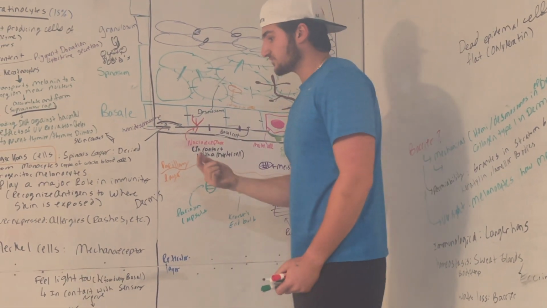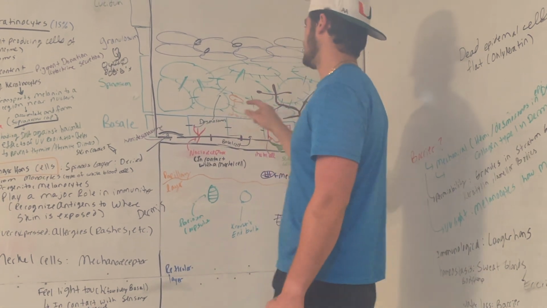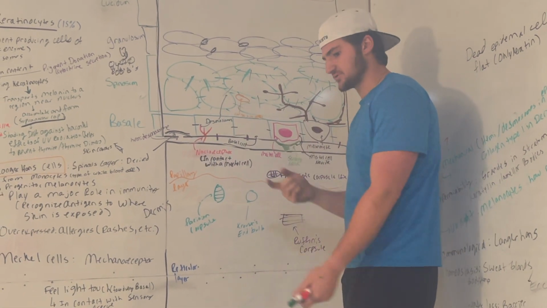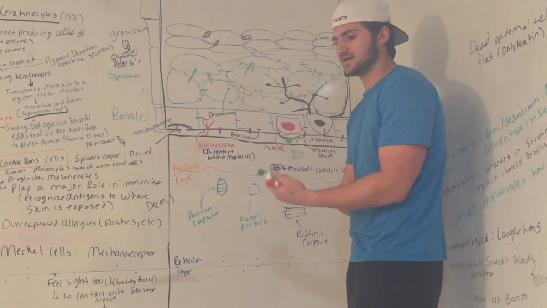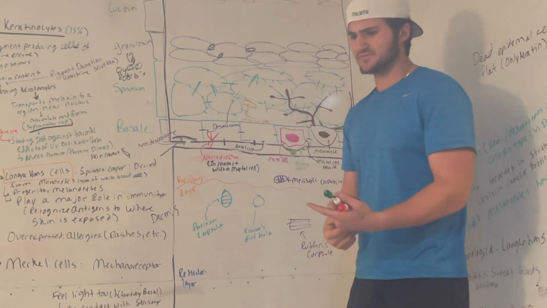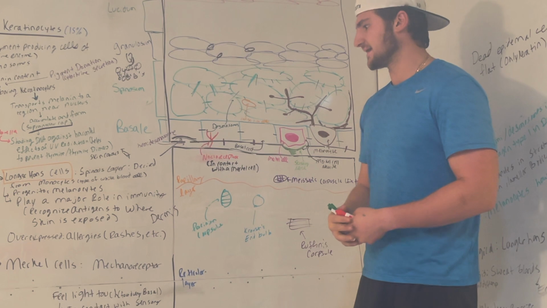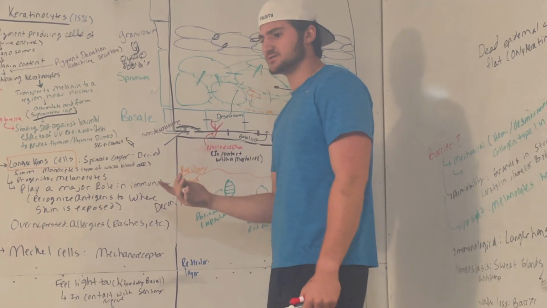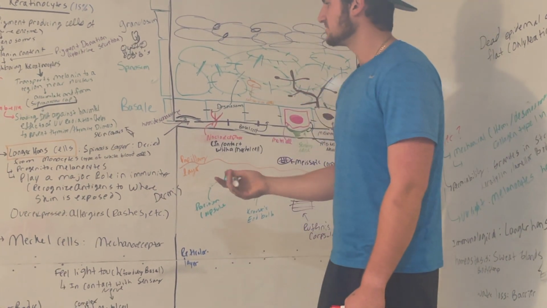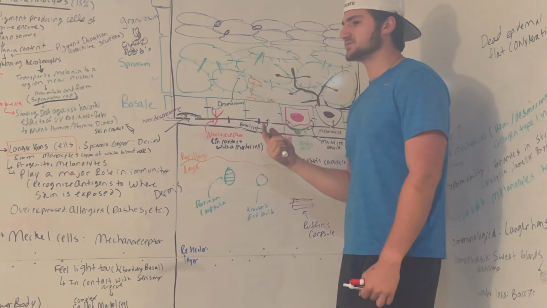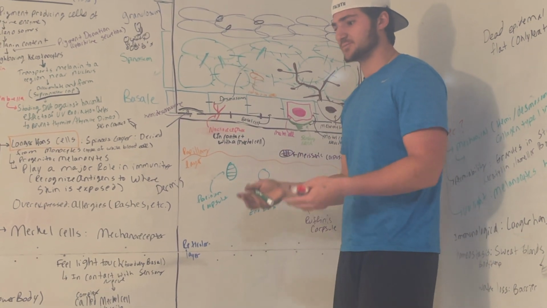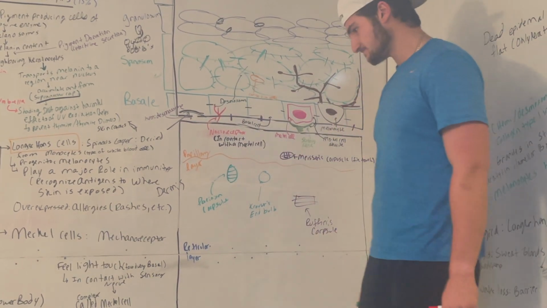However, if you have an overexpression of these Langerhans cells, what's going to happen? You're going to see a rash. Why would you have an overexpression? If you have allergies to something, literally allergies. If you have allergies to pollen or cats or dogs, etc., your Langerhans cells are overstimulated. So you're overstimulating an immune response, causing a rash.